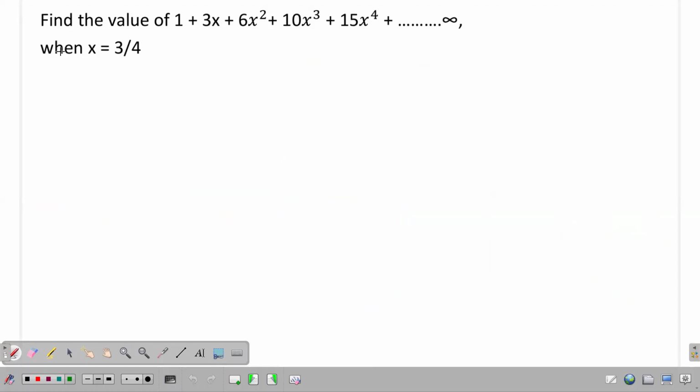You are asked to find the value of this guy when x is equal to 3 by 4. Okay, so let me use the same logic. Let me say that s is equal to 1 plus 3x plus 6x square plus 10x cube plus 15x power 4 plus so on and so forth.